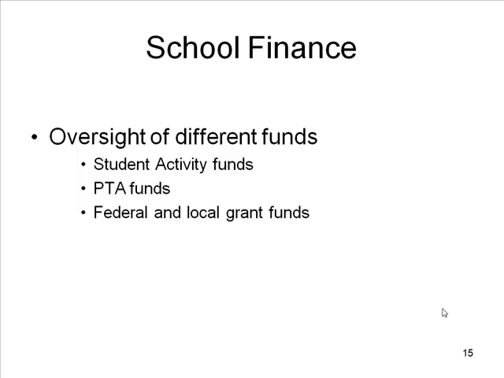Oversight of the different funds, the student activity funds, PTA funds, federal and local grants, again, as I've indicated, become full responsibility of the board. You have parents who take a strong interest in the school and support the school, but they should not have to take full responsibility for accounting and handling of those funds. Those monies should be deposited regularly with the Board of Education and accounted for, and again with proper setup of responsibilities would be guaranteed that they will be there at the time of need.